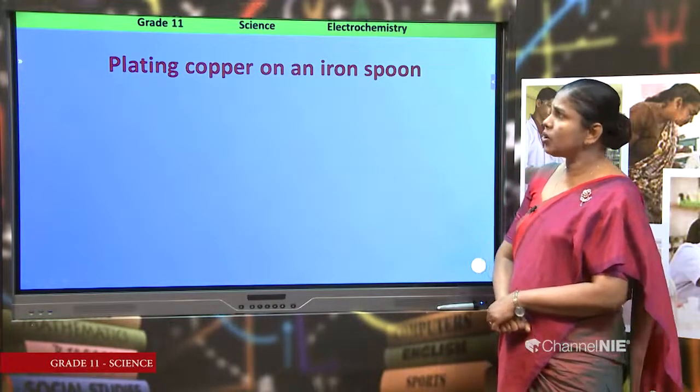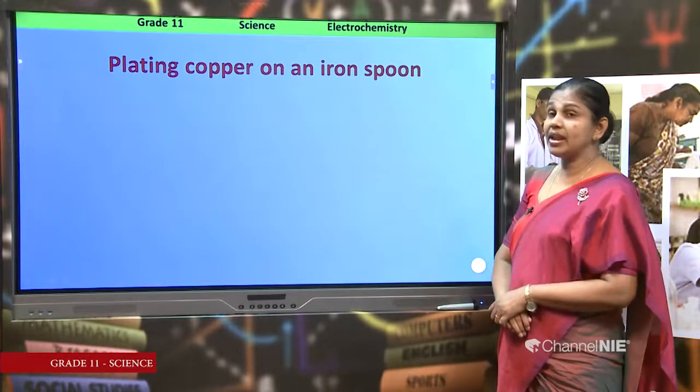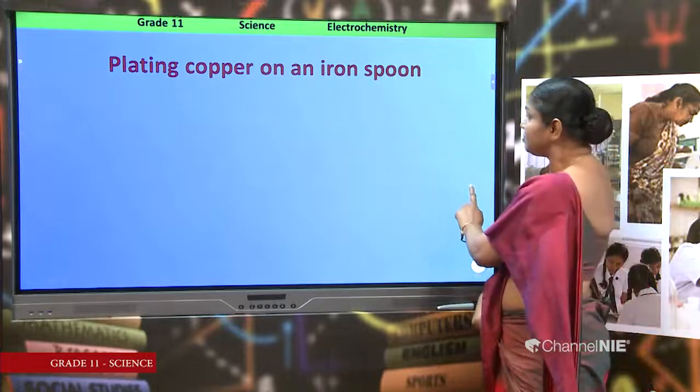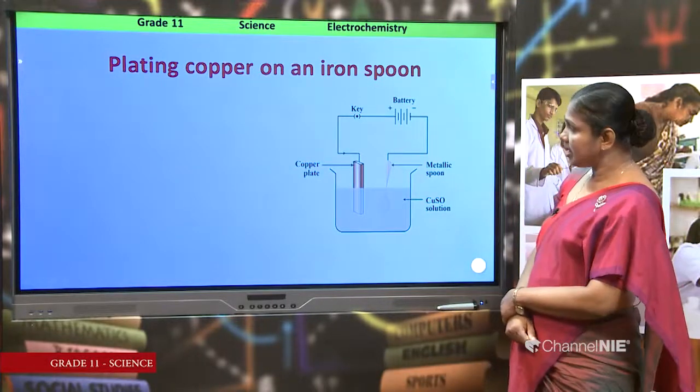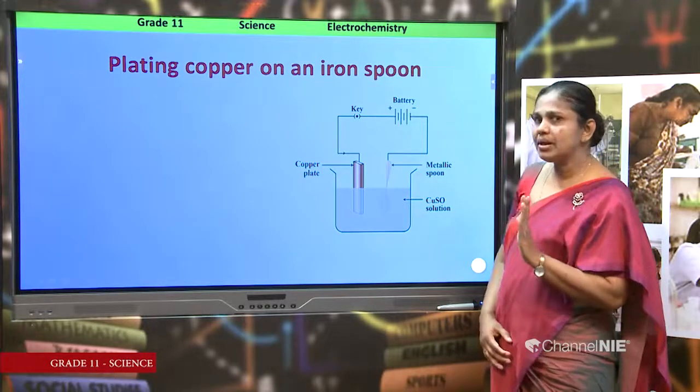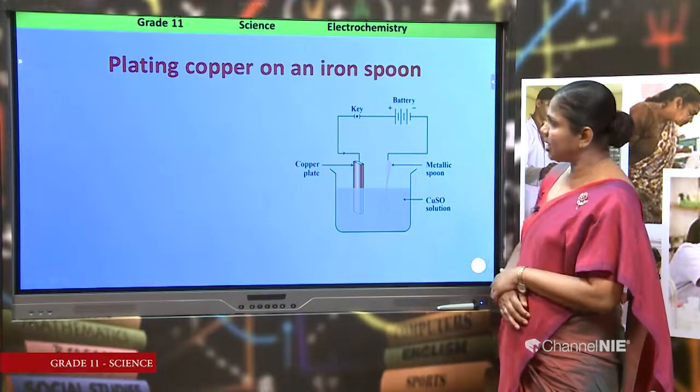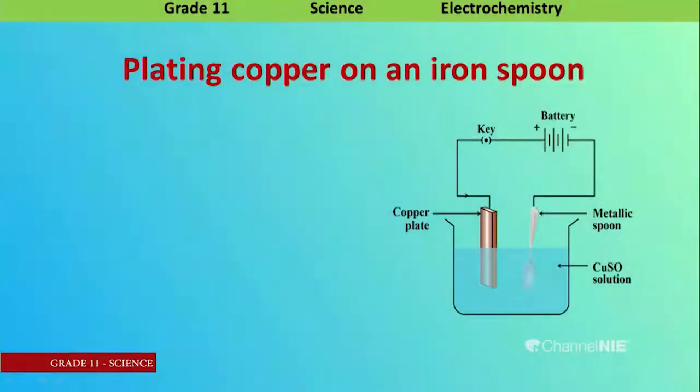Okay, right. Then we'll see how to plate copper metal on an iron spoon. Please observe this setup, children, right? Now we want to plate copper metal on an iron spoon. So, this iron spoon must be placed as the cathode of our electrolytic cell. See, the iron spoon is connected to the negative terminal of the battery. That means the iron spoon here is the cathode. And for the positive terminal as the anode, I have placed here a copper plate.